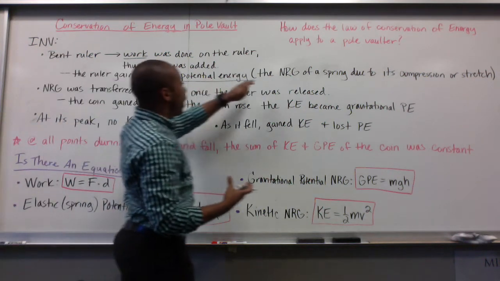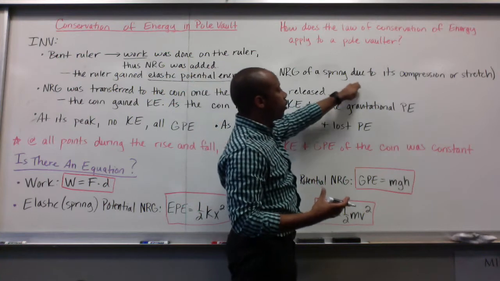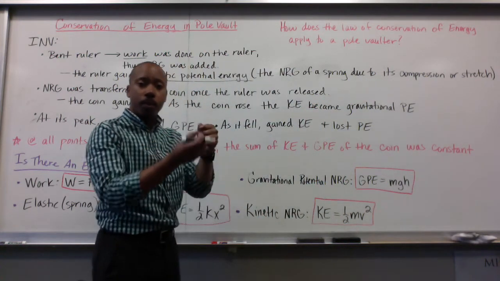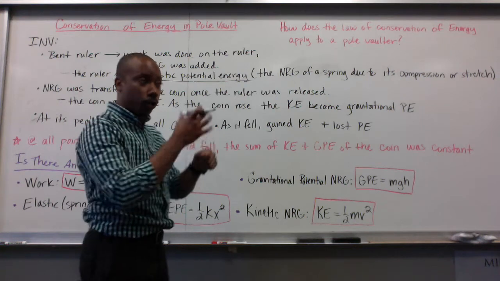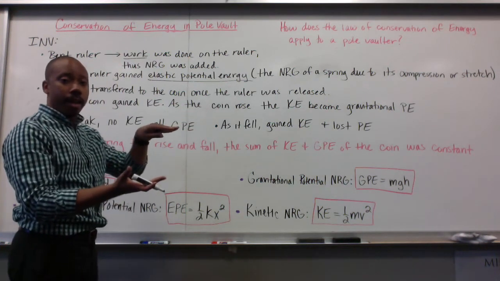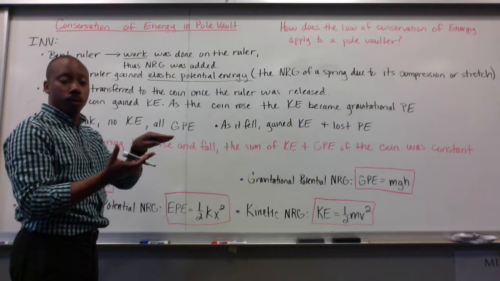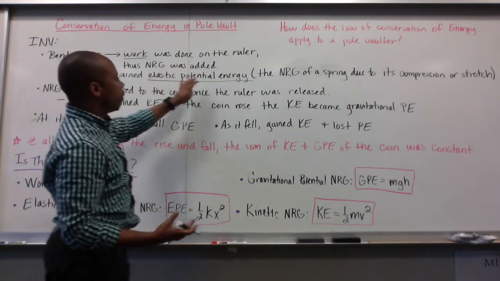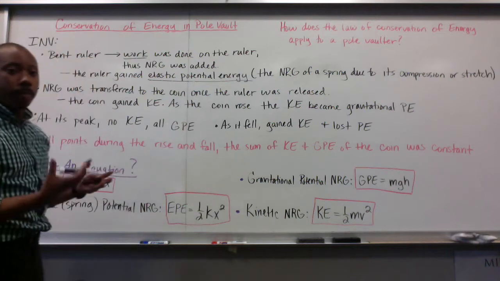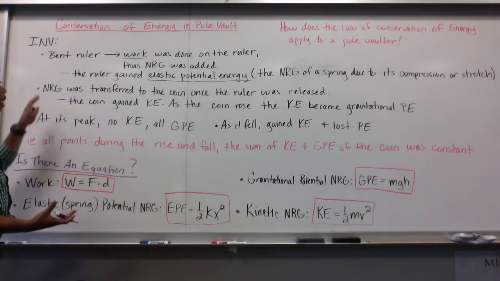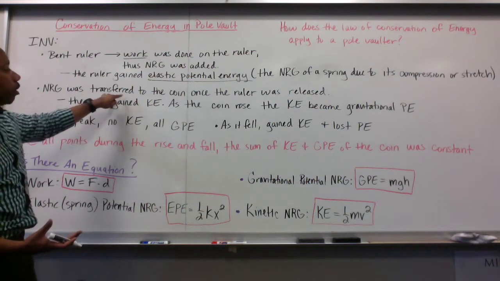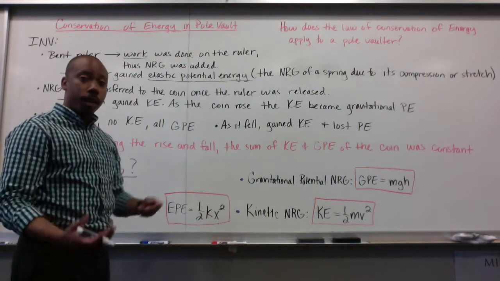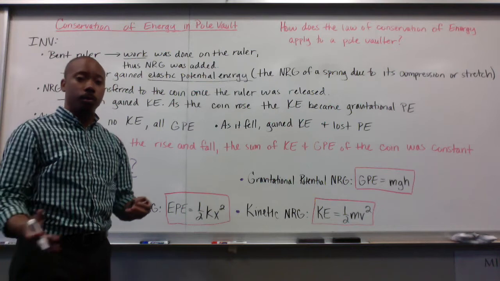Elastic potential energy is the energy of a spring due to its compression or stretch. That ruler was compressed or stretched in a certain direction, and as you know, based on the properties of that ruler, it will go back to its original position. We call that elastic potential energy that it gained when it bent or compressed. Energy was transferred to the coin once the ruler was released. And you all saw your pennies fly across the room.